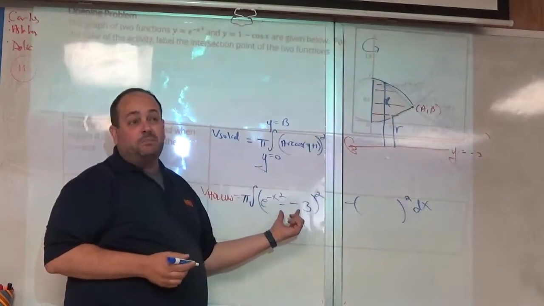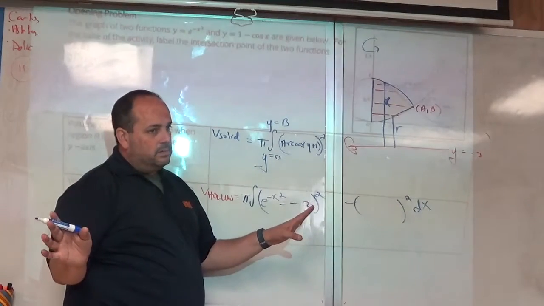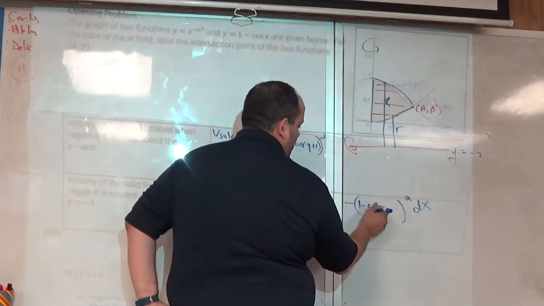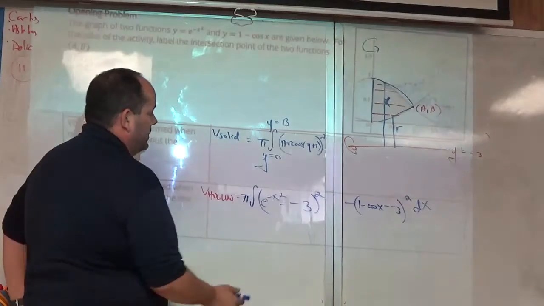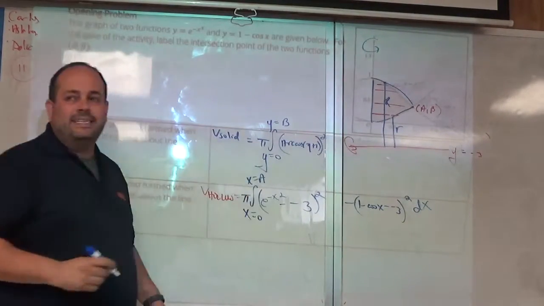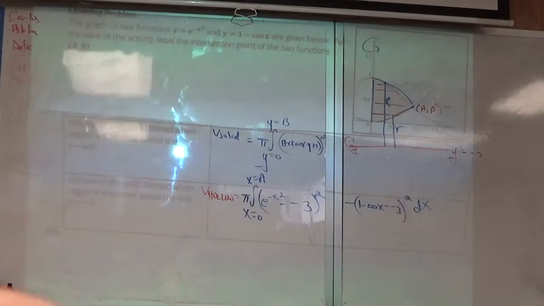Obviously, I want you to know that that's plus 3, but honestly, on the free response part of the test, it doesn't matter. Small radius: 1 minus cosine of x minus negative 3, the whole thing squared. You're integrating from 0 to a. With area and volume, it's all about the setups. If you can get the setup right, after that, it's just type it into the calculator.